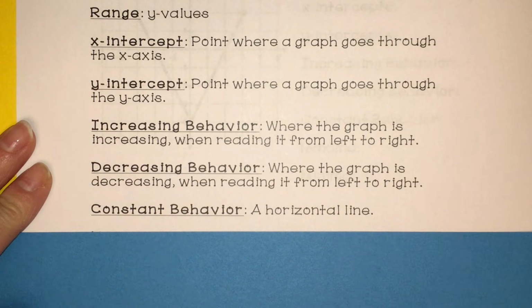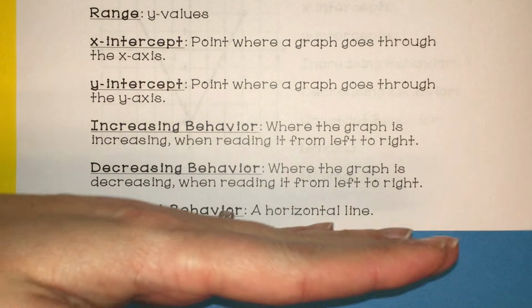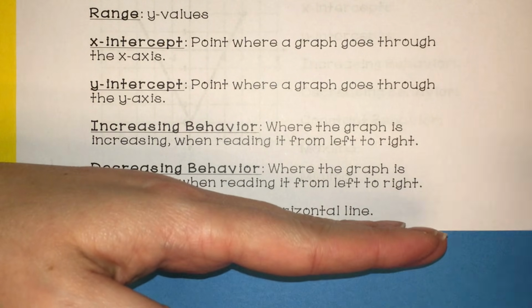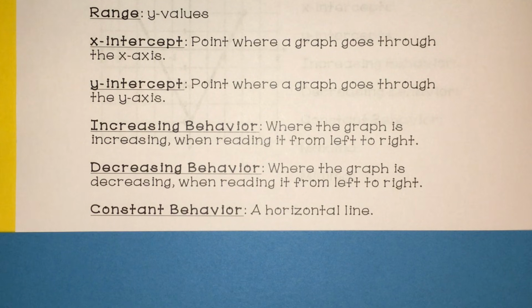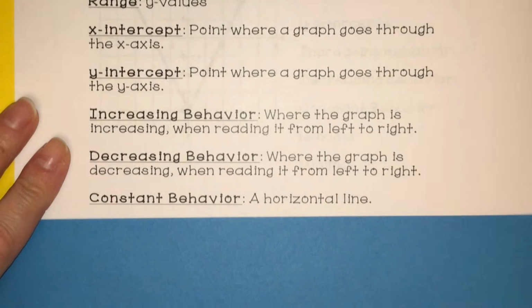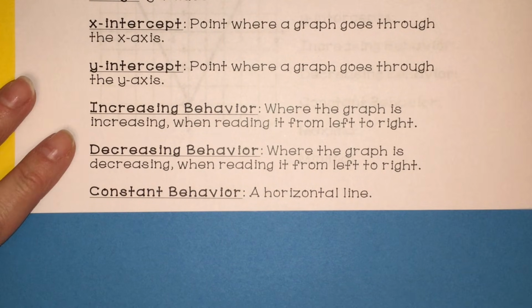Constant behavior is a horizontal line. Remember, a horizontal line is perfectly straight going left to right. So that would be a constant behavior of the graph, is the area between where it's horizontal. And a horizontal line could continue forever too.